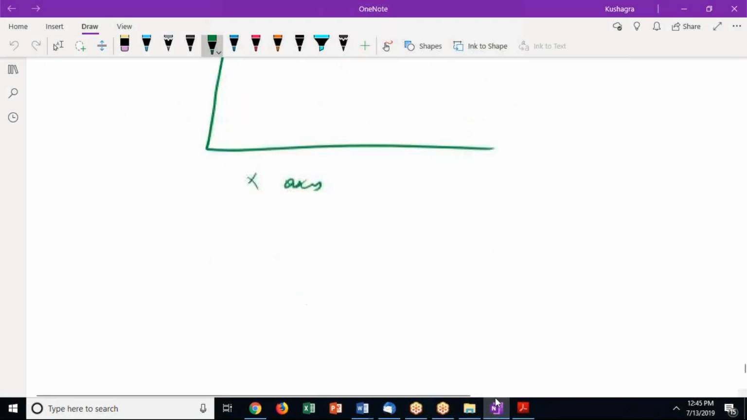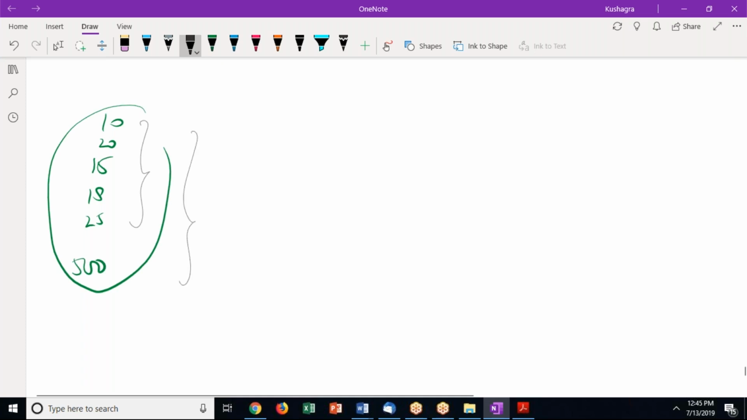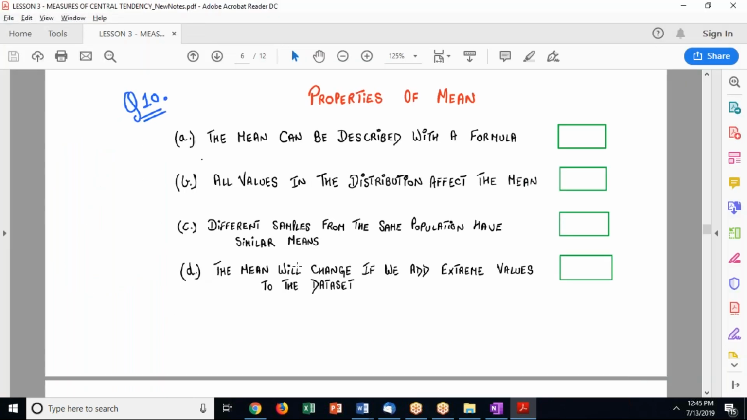Extreme values. If I'm having values like 10, 20, 15, 18, 25, and I add a value 500, what will happen? Whatever is the mean for these values, if I just add this, it will have a significant impact on the mean value. This is an extreme value, an exception. So the mean will change drastically, basically. There'll be a significant change is what we wanted to talk about here.